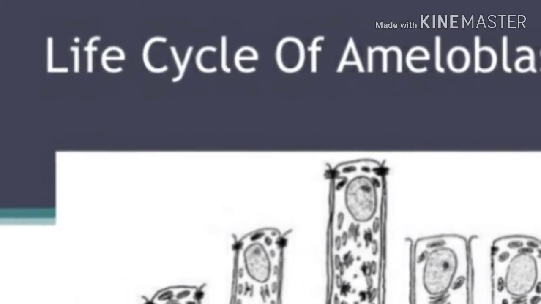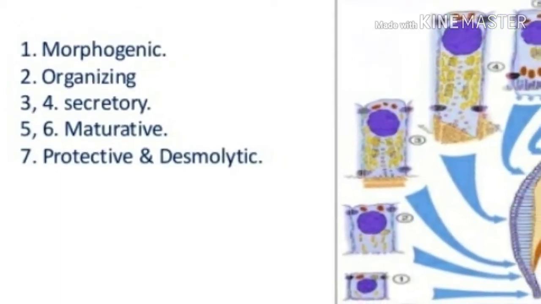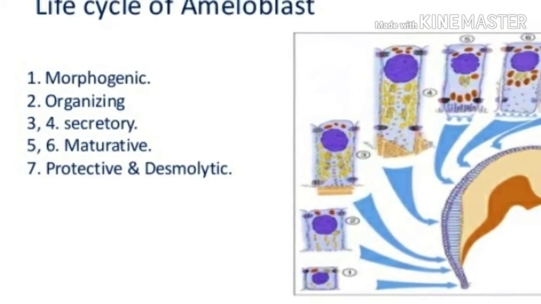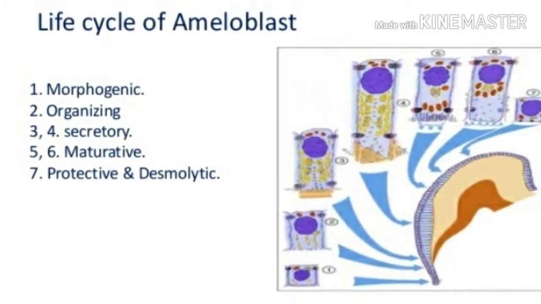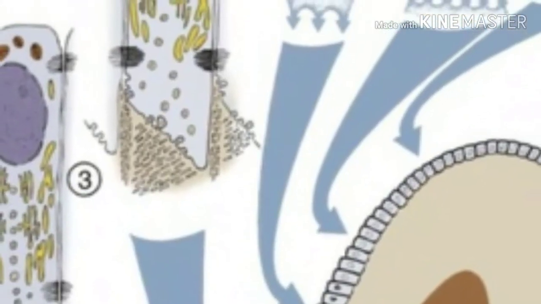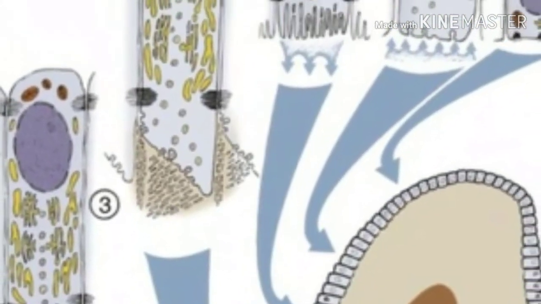We are studying the life cycle of ameloblast. According to their function, the lifespan of the cells of the inner enamel epithelium can be divided into 6 stages: number 1, morphogenic; number 2, organizing; number 3, formative; number 4, maturative; number 5, protective; and number 6, the desmolytic stage.